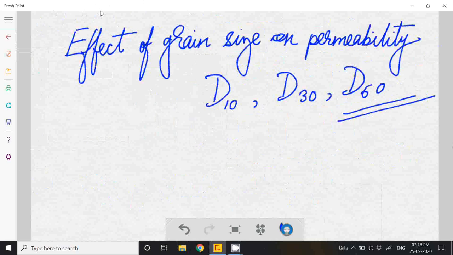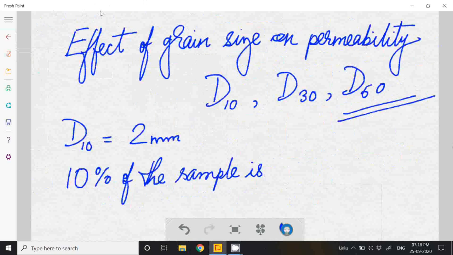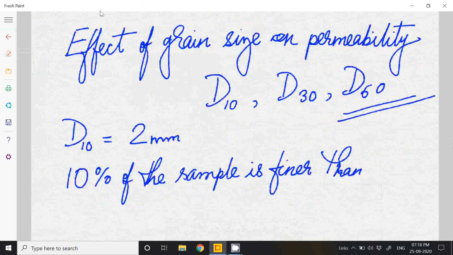If I take D10 as an example, suppose D10 is equal to 2 mm. What does it mean? That means if you are taking a certain sample, then 10% of the particles in the sample are finer than 2 mm.